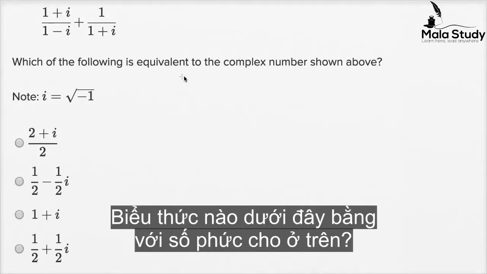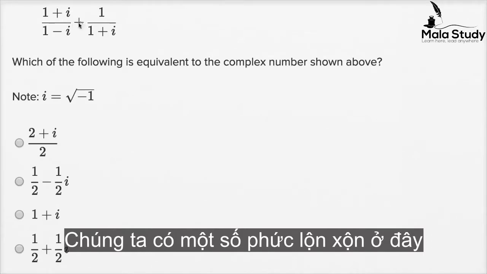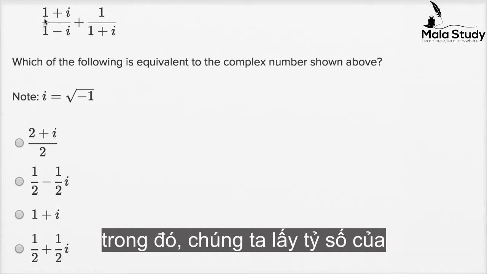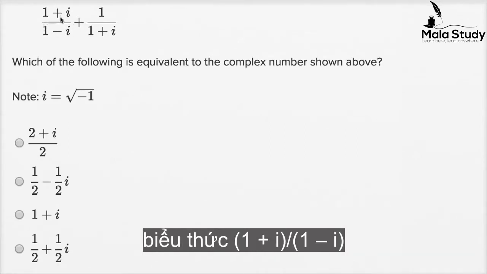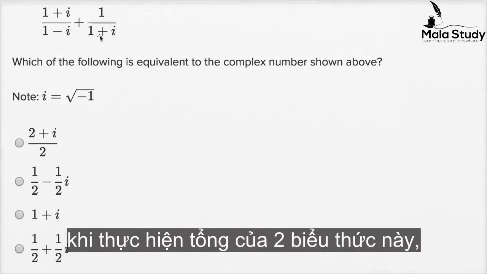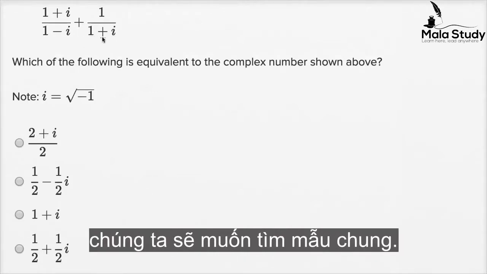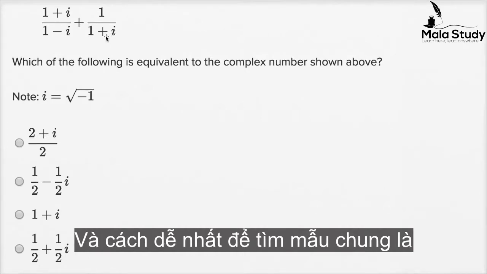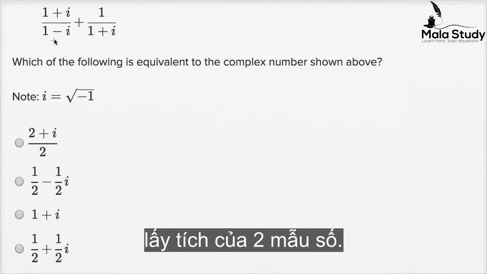Which of the following is equivalent to the complex numbers shown above? And then we got this big hairy mess here where we want to take the rational expression 1 plus i over 1 minus i and then add that to 1 over 1 plus i. Well, when you add two fractions like this, what you might want to do is find a common denominator. And the easiest way to find a common denominator is to take the product of both of these things.